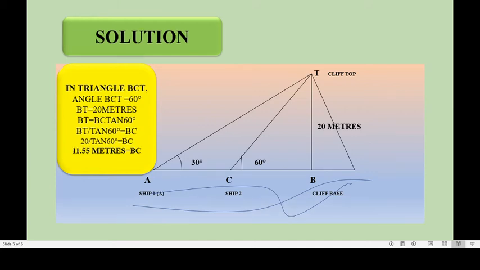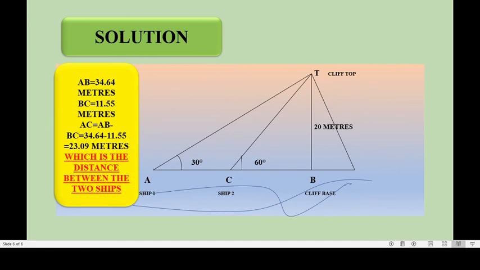Next, in triangle BCT, we see that BT equals 20 meters and angle BCT equals 60°. Again going by the formula, BT equals BC tan 60°. But we do not know the distance BC, so we substitute the values which we know. BC equals BT divided by tan 60°, or 20 divided by tan 60°, which gives the distance BC as 11.55 meters.